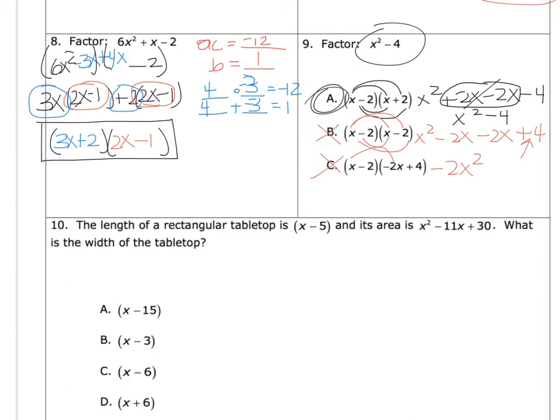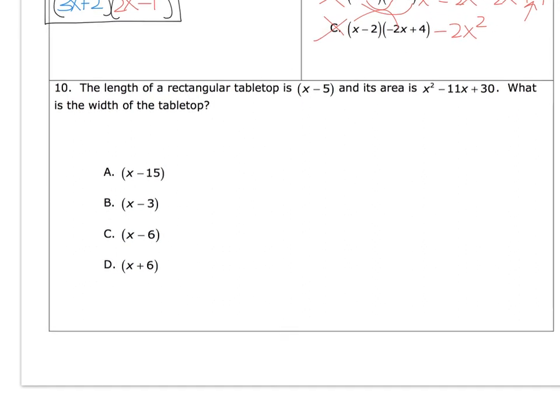Last but not least, we are looking at an area problem, but we're looking at it a little bit differently. We actually already have the area here, right? It tells me the area is this expression, x squared minus 11x plus 30. We also know the length is x minus 5. They're asking us what is the width. I'm going to draw a picture because I love pictures. It tells me that the length is x minus 5. I don't know the width.